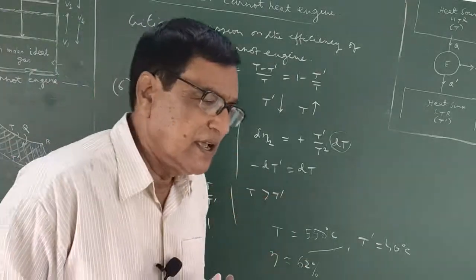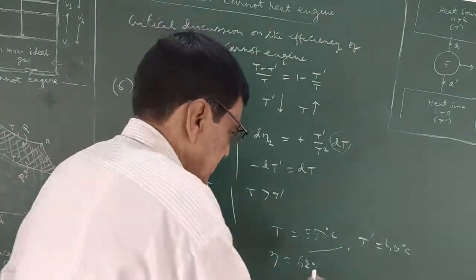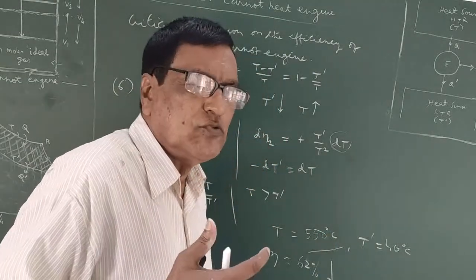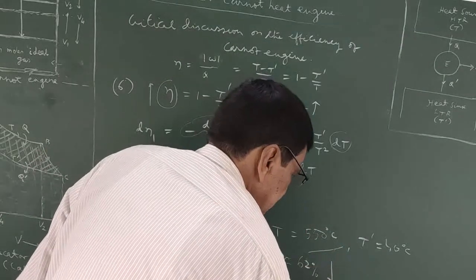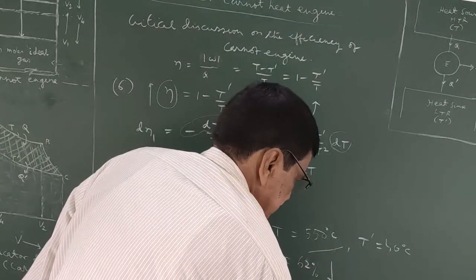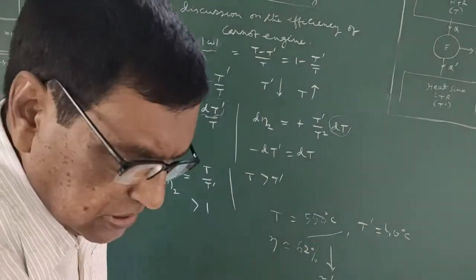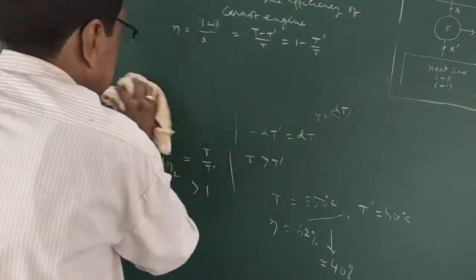62%, but practically this efficiency is not possible to attain. This is the maximum value for this hypothetical Carnot engine, and practically it is about 40%, above 40%. So this is the seventh one.